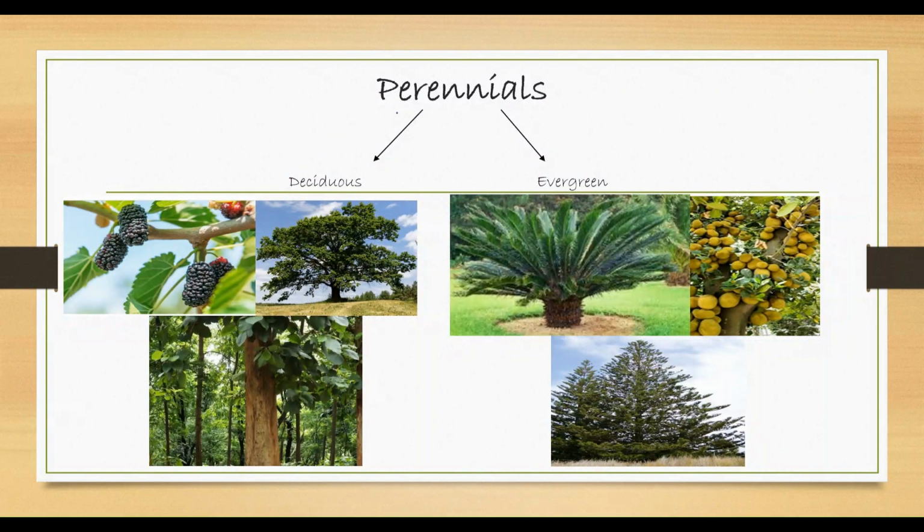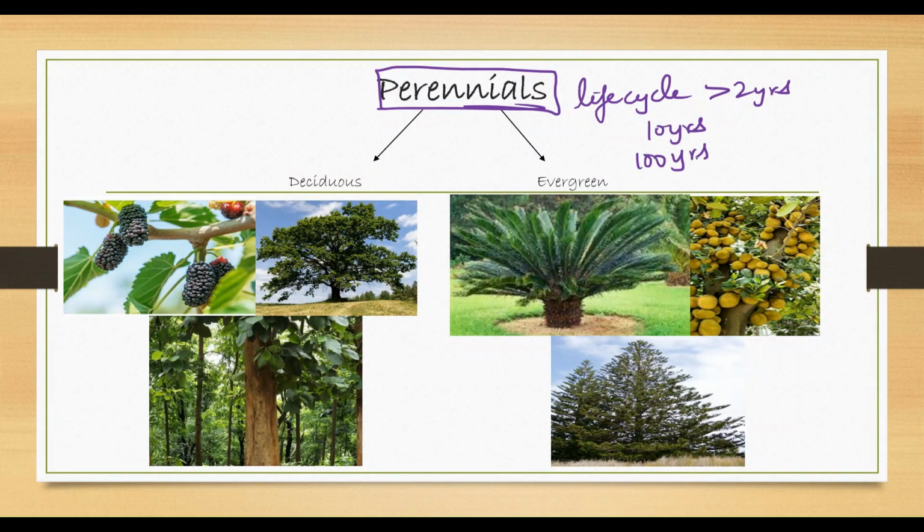Next, if you remember, we discussed about perennials. What are perennials? These are the plants where the life cycle is greater than 2 years. It depends. The plant can survive for 10 years, or it can survive for 100 years, or 200 years, or maybe 2000 years, like the redwood tree of California, right? So they complete their life cycle in more than 2 years. Now, these perennial plants can be deciduous or they can be evergreen.